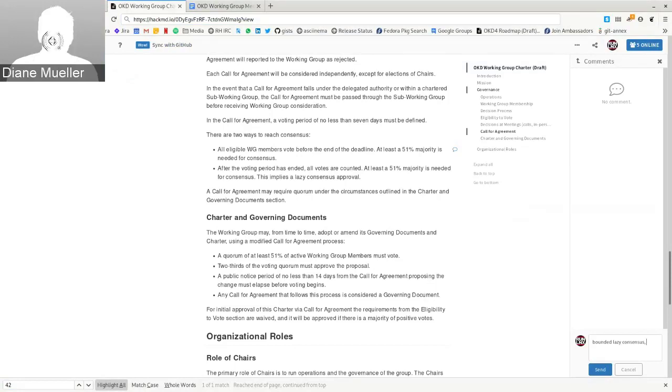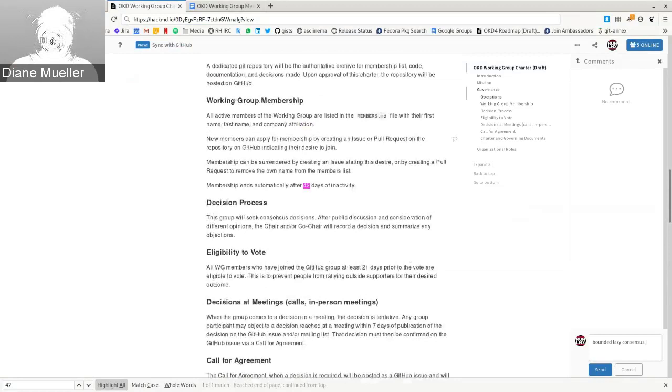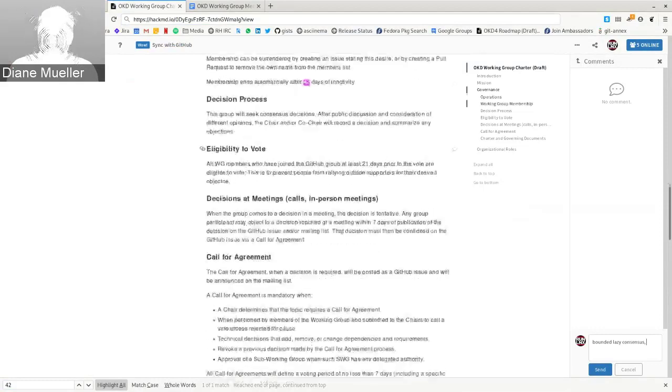So Clayton, or anyone else, does someone have the wording from another SIG group that has lazy consensus written into it in a way that is clear enough that we could use as an example from one of those other Fedora groups or the K8s ones?